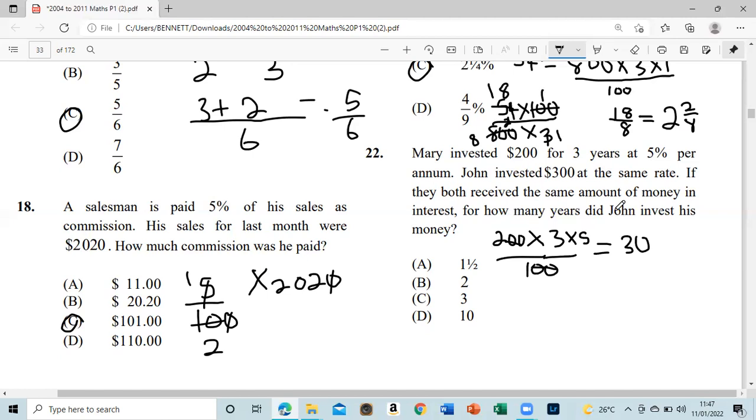How many years did John invest? We are looking for the years. John gets the same money, which is $30. We don't know how much John invests, so that's a P, but we know the 3 years, and the same rate. Oh, John invested 300. I read it wrong. Sorry, guys, he actually invested 300, so we know the principal.